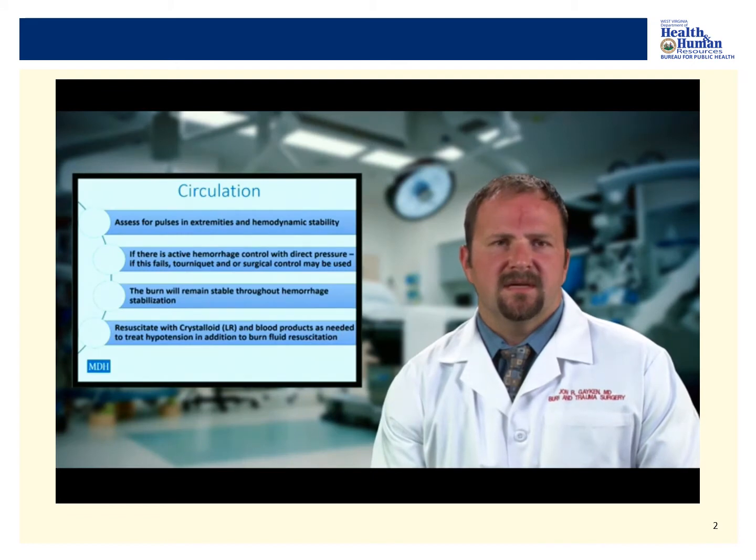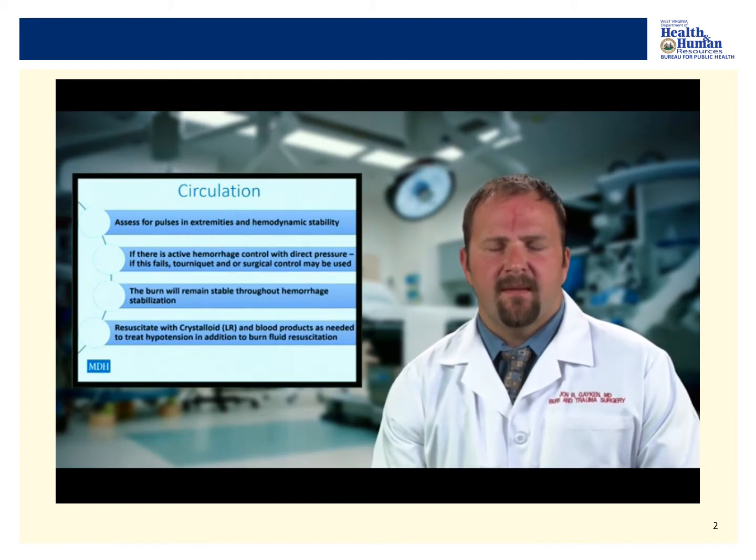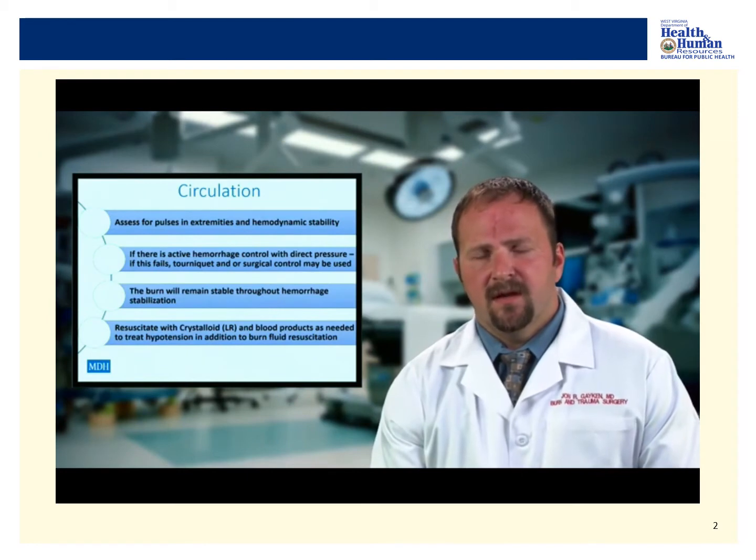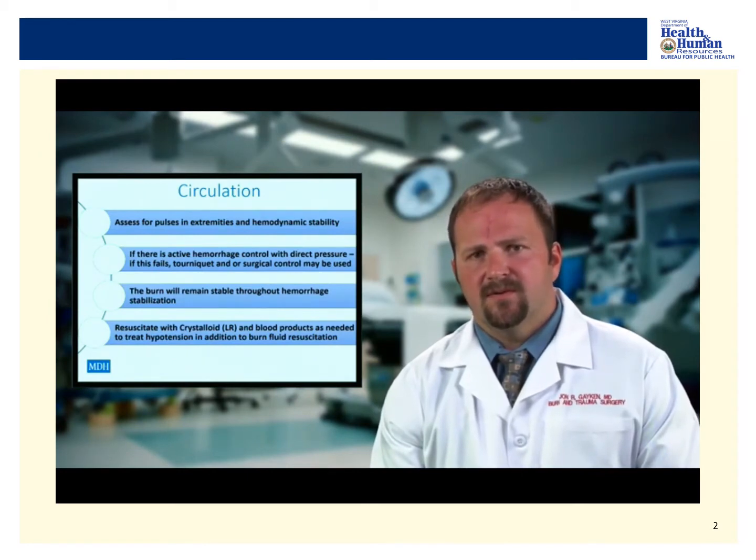Circulation, we want you to assess for pulses in extremities and their hemodynamic stability. Again, look for areas that are bleeding or areas that are not being perfused due to trauma. If there's active hemorrhage, control with direct pressure, and if this fails, you may require a tourniquet or surgical control.